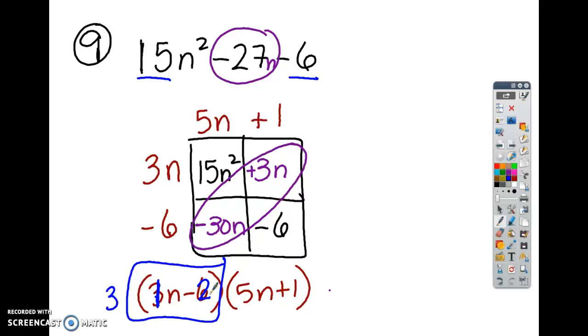So what they gave you on Schoology as the answer would be 3 parentheses n minus 2 and 5n plus 1, because they took out a factor. They took out a 3 from one of our factors. So that's why it looks a little bit different. But you could have left it just how you had it, 3n minus 6 and 5n plus 1.